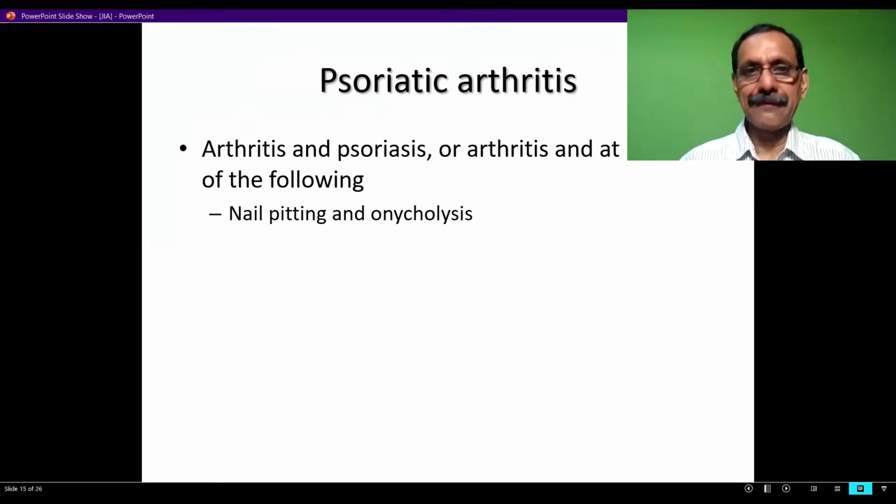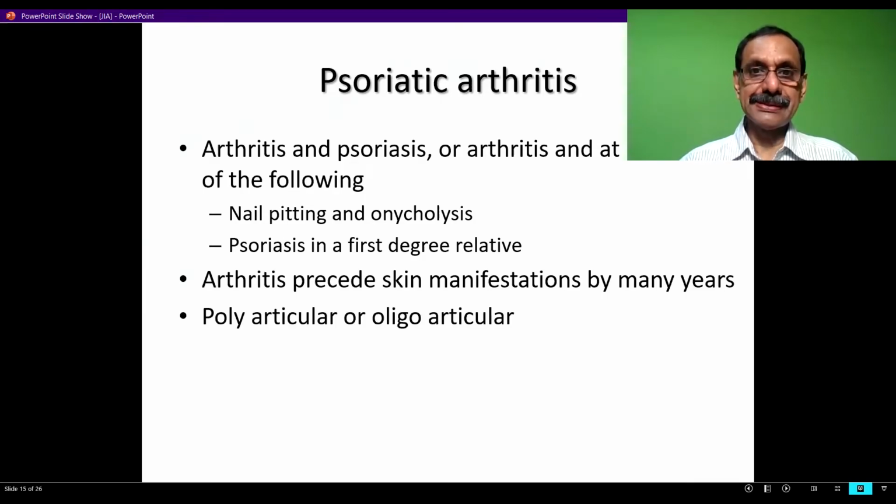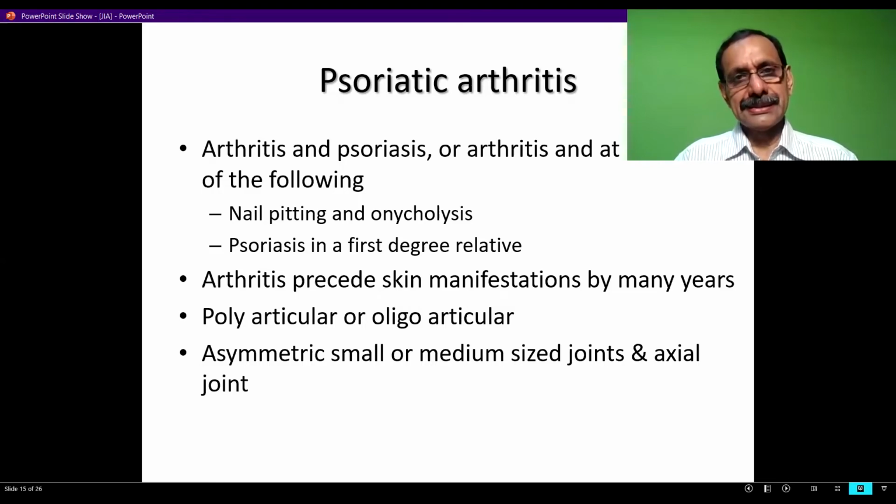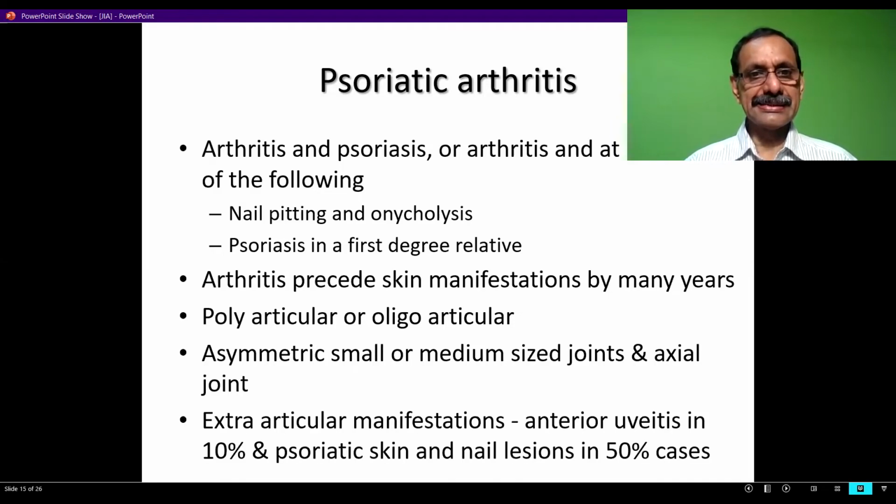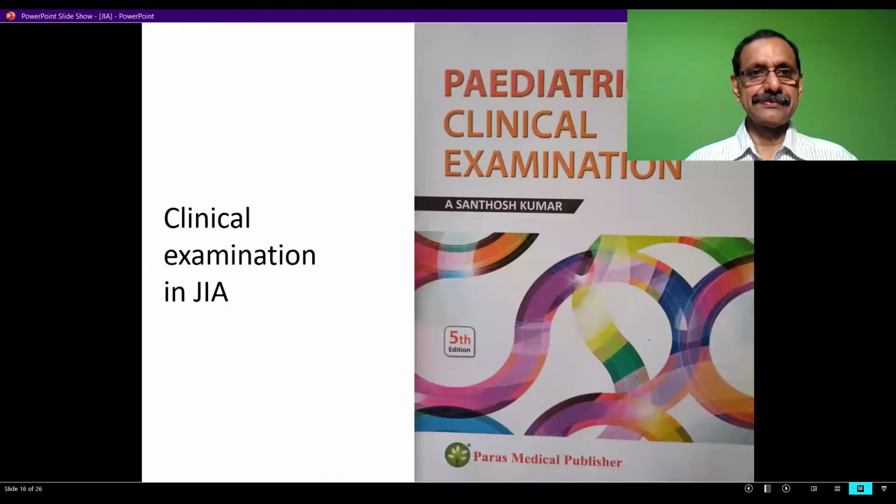So is that clear? That is the point that I said. Arthritis may precede skin manifestation by years. Now, what is the type of arthritis in psoriatic? Any type. It can be polyarticular, it can be oligoarticular. It can be asymmetric, it can be symmetric. It can be small joint, it can be medium joint. It can affect axial joints as well. And extra-articular manifestations, for example, uveitis, psoriatic skin lesions, nail pitting, onycholysis, etc. So that is psoriatic arthritis.